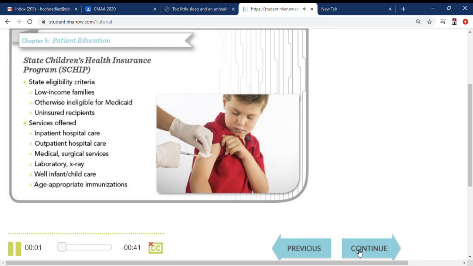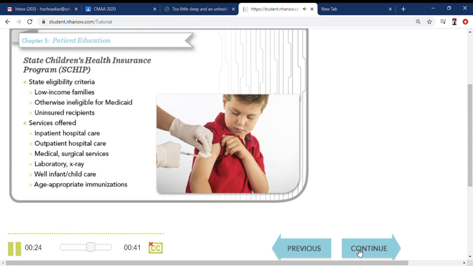The federal government and the states also jointly fund the State Children's Health Insurance Program, or CHIP. States must meet the following 3 eligibility criteria: recipients must come from low-income families, recipients must be otherwise ineligible for Medicaid, and recipients must be uninsured.